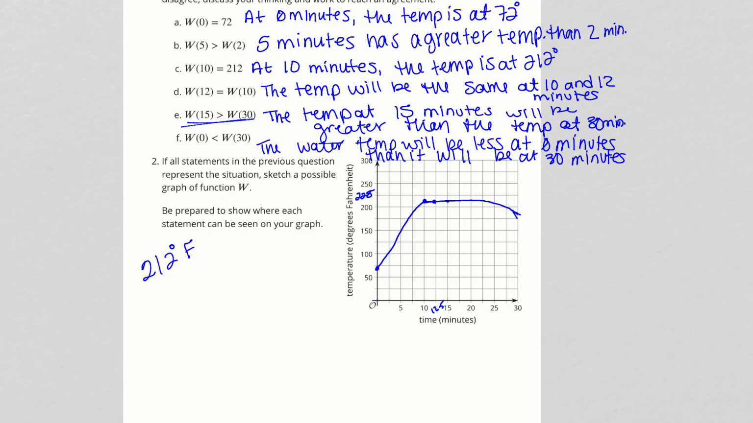So was our temperature at 0 minutes less than our temperature at 30 minutes for this graph? So at 0, right here, the temperature was less than right here. Yes. Was the temperature at 15 minutes greater than the temperature at 30 minutes? Yes. What about at 5 minutes? Was the temperature at 5 minutes greater than the temperature at 2 minutes? Yes, because we were going up.